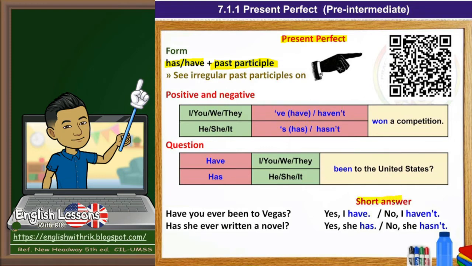Short answer. Have you ever been to Vegas? Yes, I have. Or, no, I haven't. Has she ever written a novel? Yes, she has. Or, no, she hasn't.